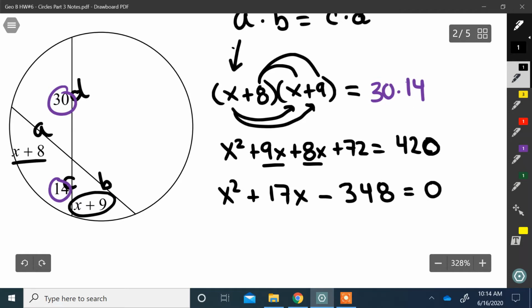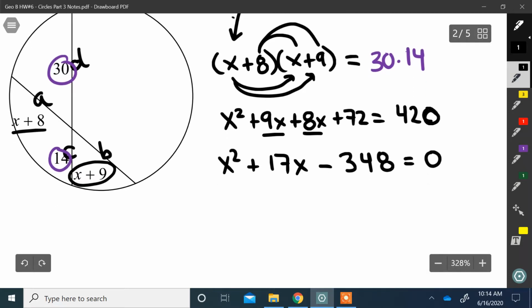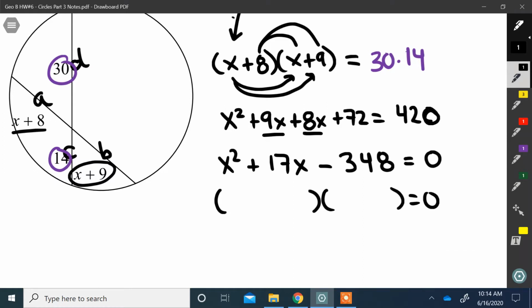Now, like I said yesterday, if you want, you can try to factor this, or you could also use technology and figure that out with technology. Okay? On this one here, I actually would like to use technology.